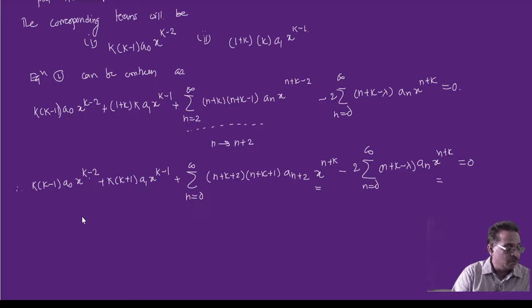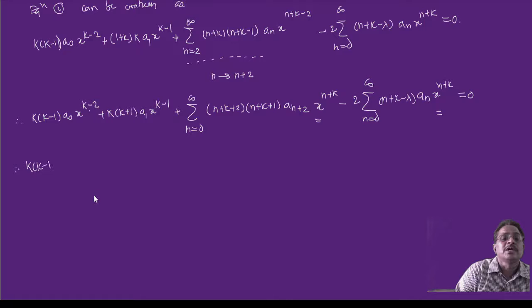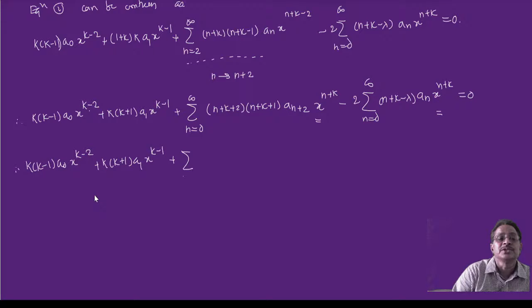Okay, so we can rewrite this once again. So writing this, and then I think we will stop this particular case. So I can write this as, therefore next step is k into k minus 1 into a0 multiplied by x raised to k minus 2 plus k into k plus 1 into a1 times x raised to k minus 1 plus, I am writing a combined term for both of these, summation for n equal to 0 to infinity. All these are taken together.